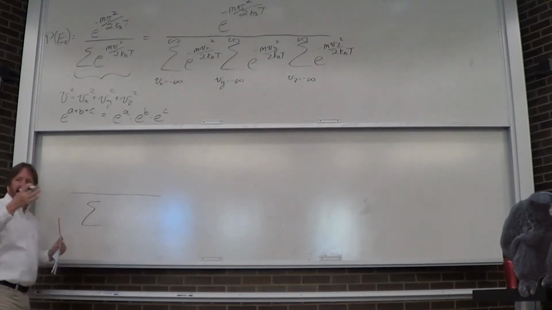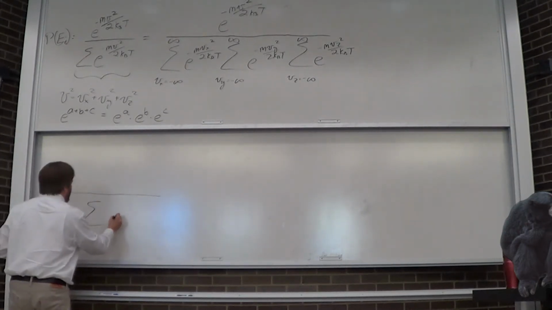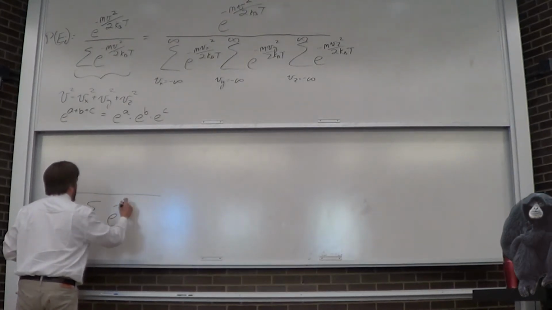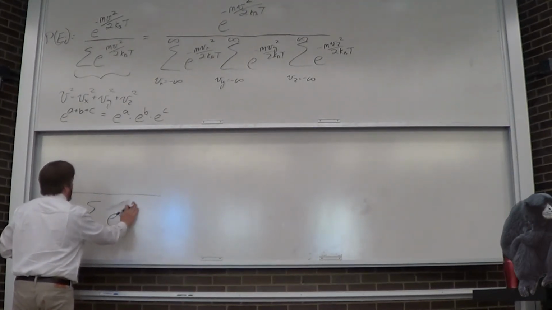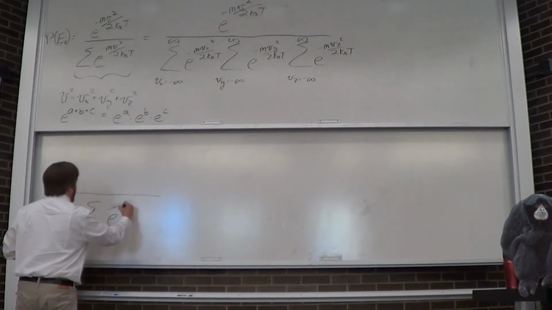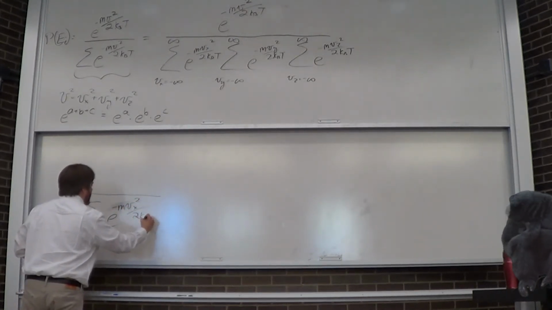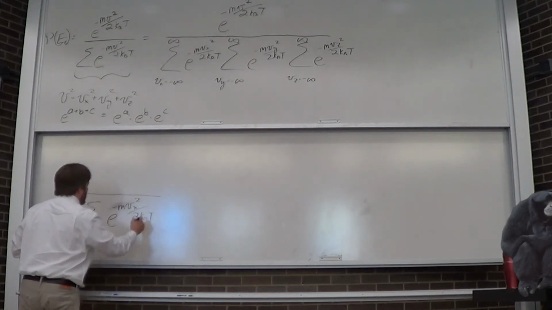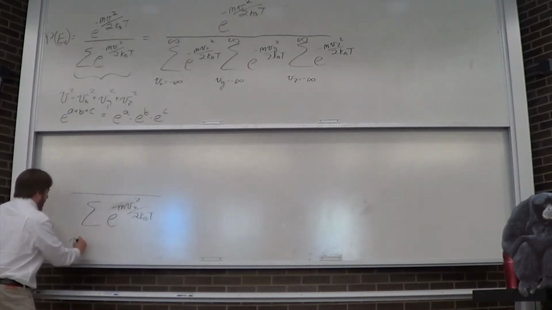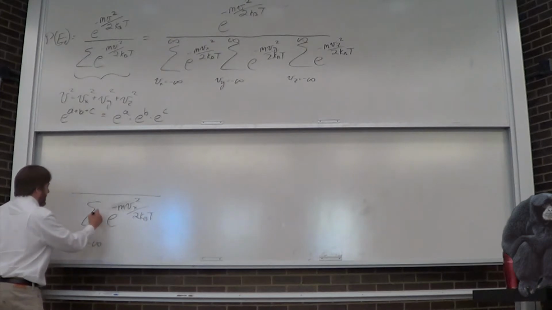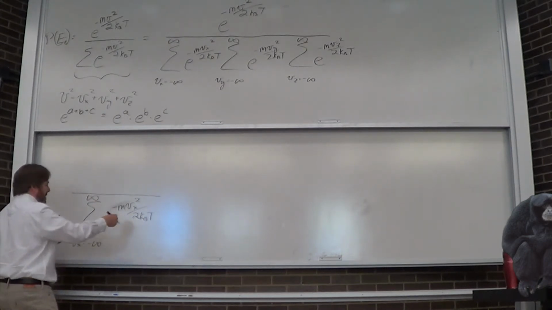But now there's this summation part. And I mentioned the reason that this, I'm just going to do vx squared. The reason I mentioned that this is a problem is that, what exactly am I summing, right? When it comes to discrete energy levels, it's sensible because I probably have a list of energies.